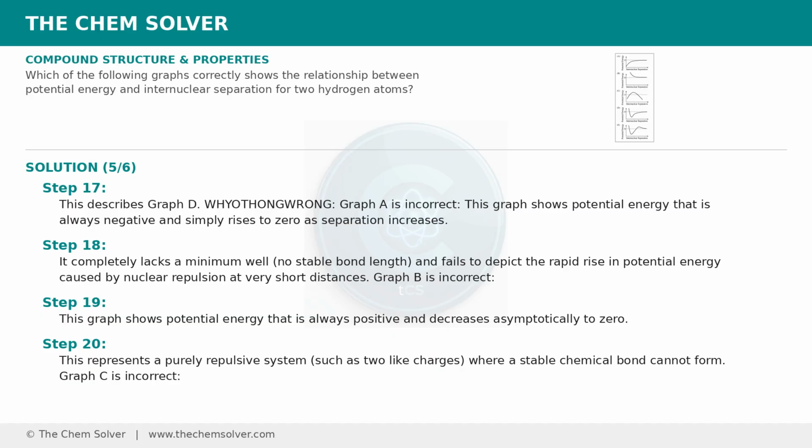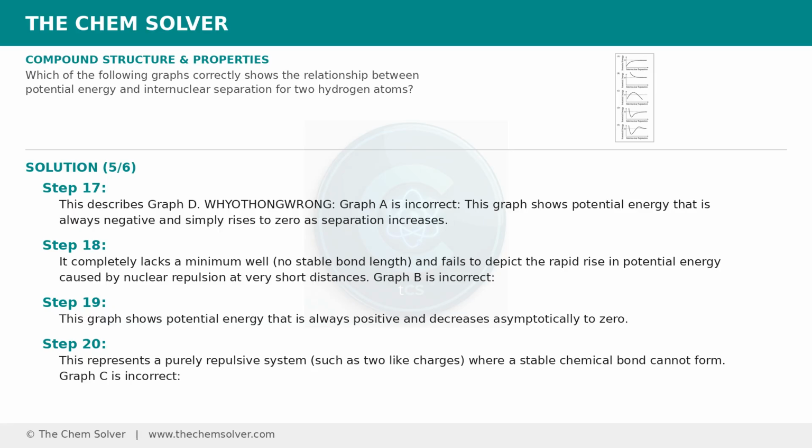Graph A is incorrect. This graph shows potential energy that is always negative and simply rises to zero as separation increases. It completely lacks a minimum well, no stable bond length, and fails to depict the rapid rise in potential energy caused by nuclear repulsion at very short distances. Graph B is incorrect. This graph shows potential energy that is always positive and decreases asymptotically to zero. This represents a purely repulsive system, such as two like charges, where a stable chemical bond cannot form.